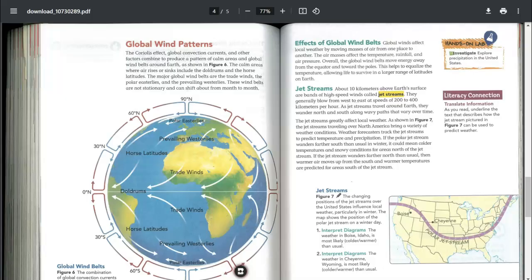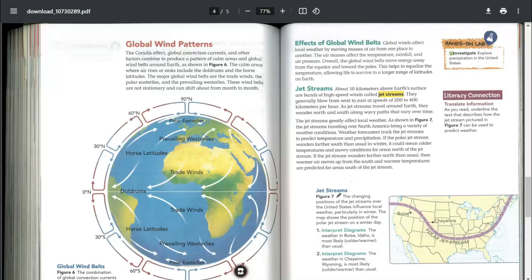Effects of global wind belts. Global winds affect local weather by moving masses of air from one place to another. The air masses affect the temperature, rainfall, and air pressure. Overall, the global wind belts move energy away from the equator and toward the poles. This helps to equalize the temperature, allowing life to survive in a larger range of latitudes on Earth.